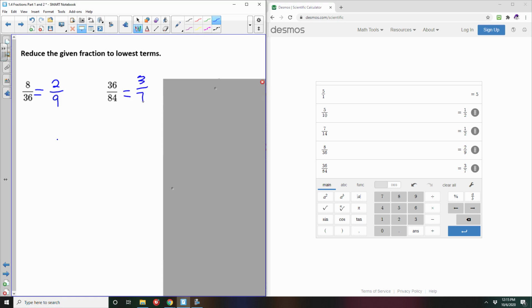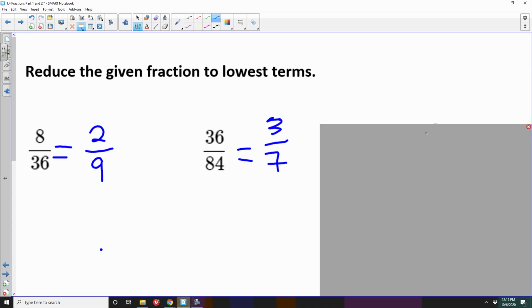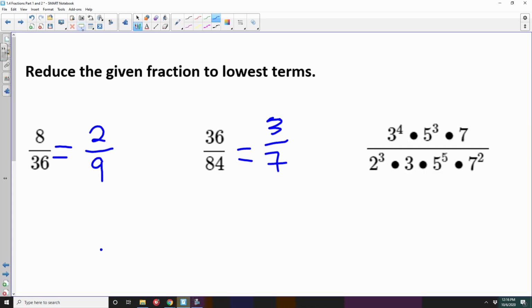There we go. Now, make this page large because we have one last example. We have 3 to the 4th power times 5 to the 3rd power times 7 all over 2 to the 3rd power times 3 times 5 to the 5th power times 7 squared. So, as far as it goes, what do we need to do first? I'll give y'all time to write it down. So take a second, write it down. What do we need to do first for it?